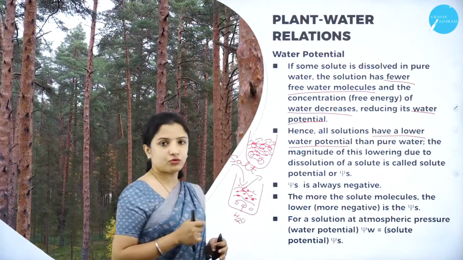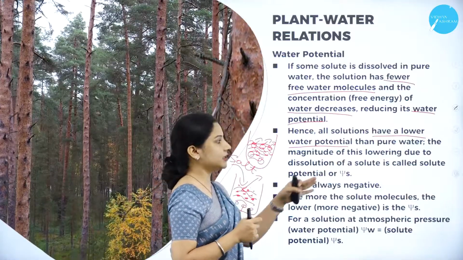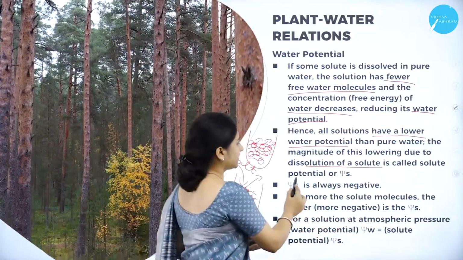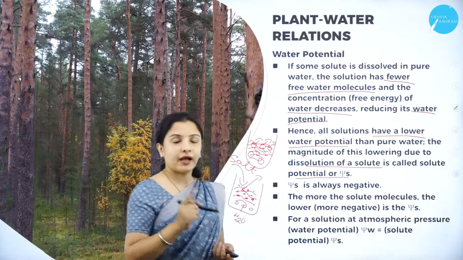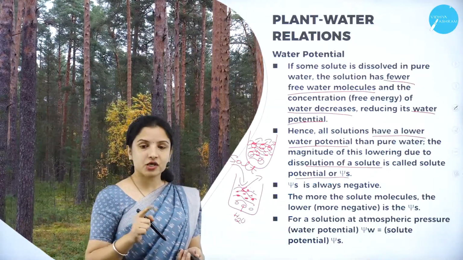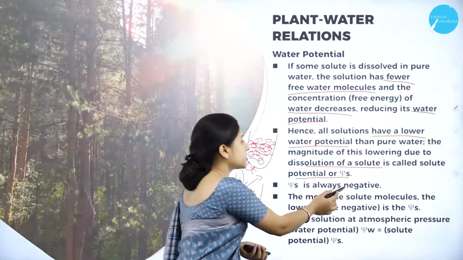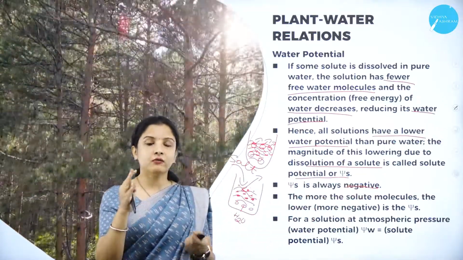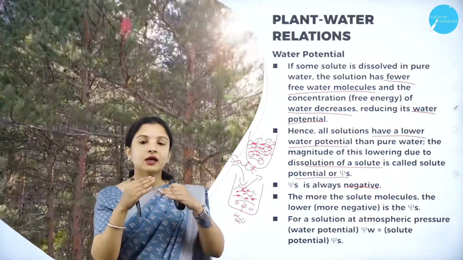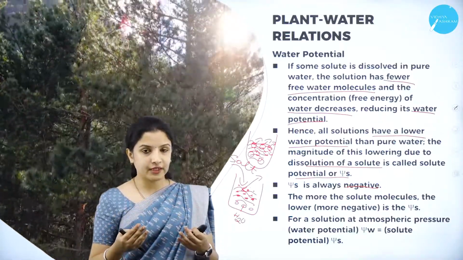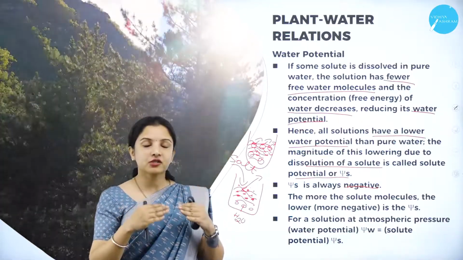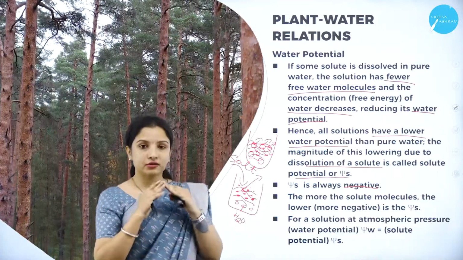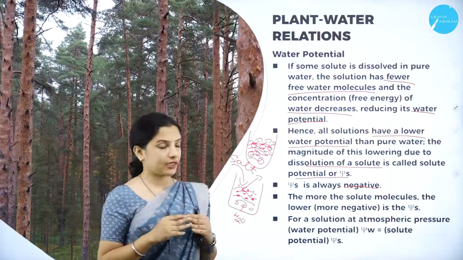And the magnitude of this lowering, because of the dissolution of a solute, is called the solute potential. And the solute potential is always negative. Why is the solute potential negative? Because the water molecules are not able to move freely. Therefore, the potentiality of that solute will reduce. So the solute potential is always negative.